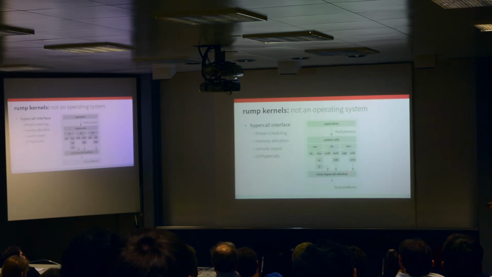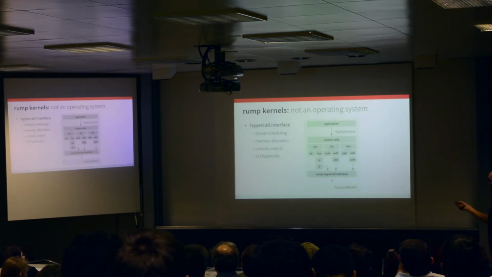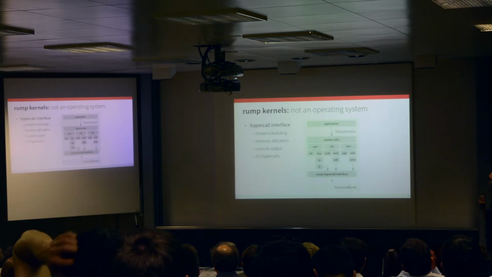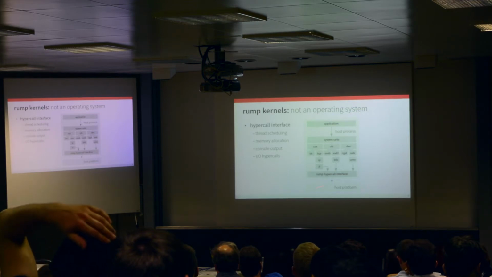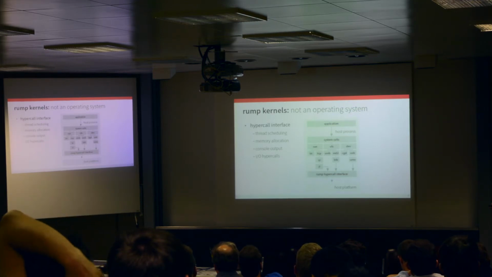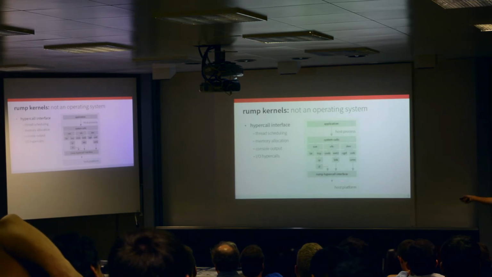Of course, this Rump kernel is not really workable on its own, so it needs a host, and it talks to this host using this hypercall interface. This hypercall interface provides things like thread scheduling, it does the memory allocation, and it does I/O basically. And what you also see is that before this picture we had here the hardware platform. Now we run it on some host. The host can be whatever implements this interface.